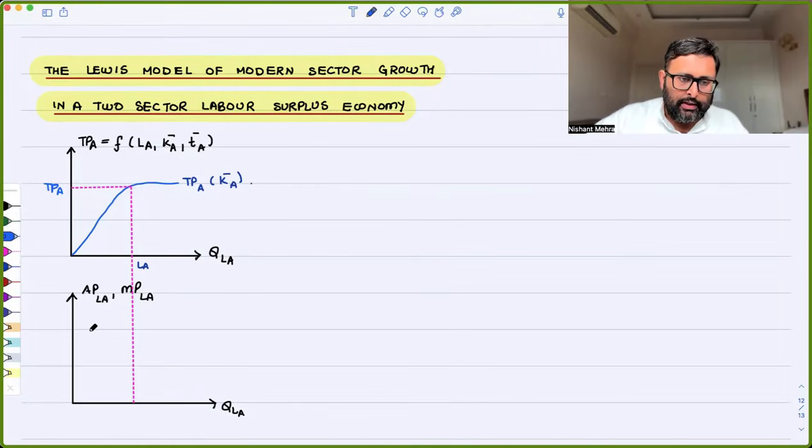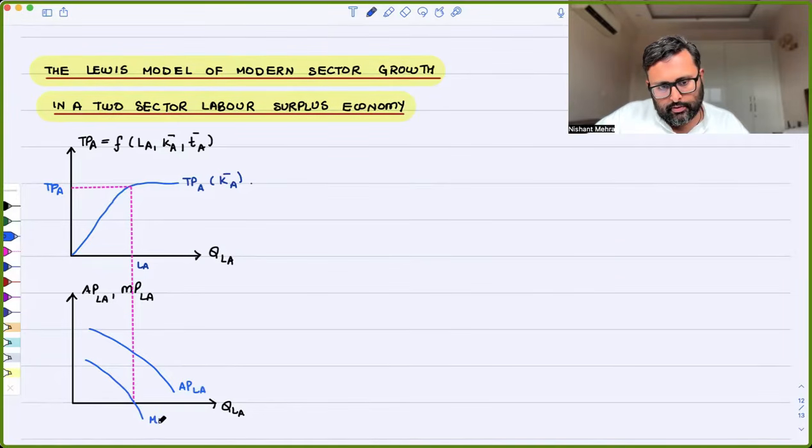So you have the average product curve and you have the marginal product. You have the average product curve and the marginal product curve. And when the total product curve is flattening out, that is, with more labor there is no addition to the total product. It means at that particular point, marginal product is zero, right?